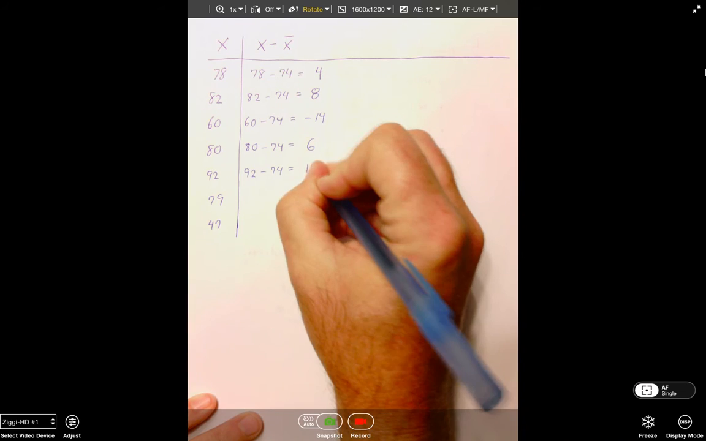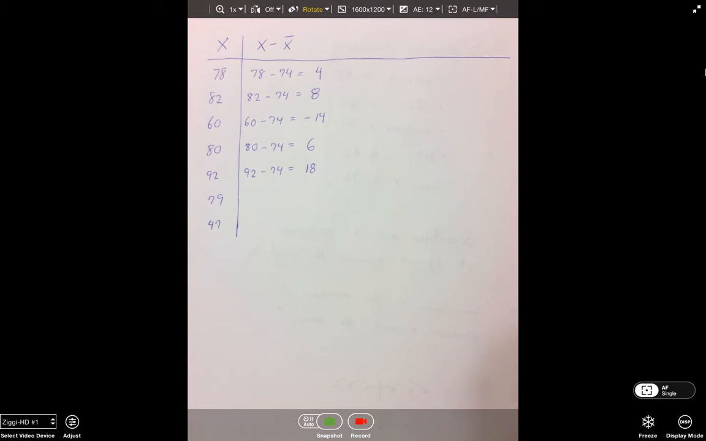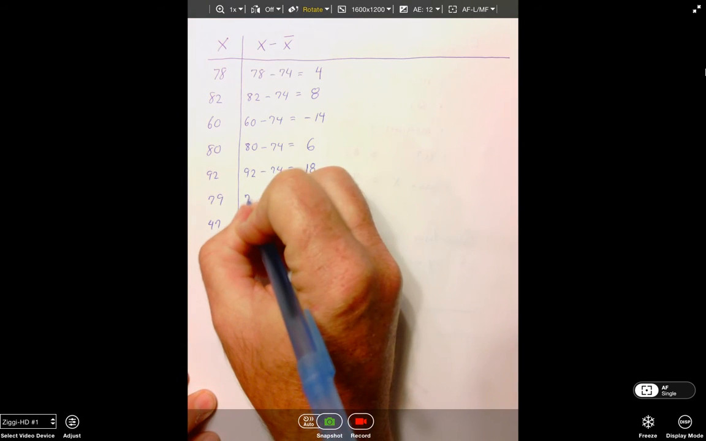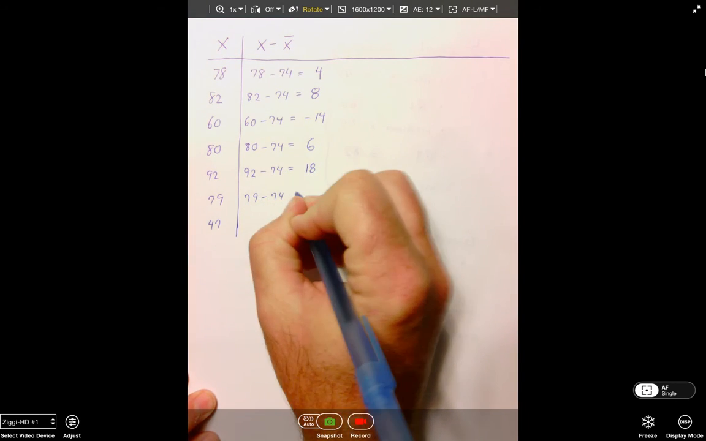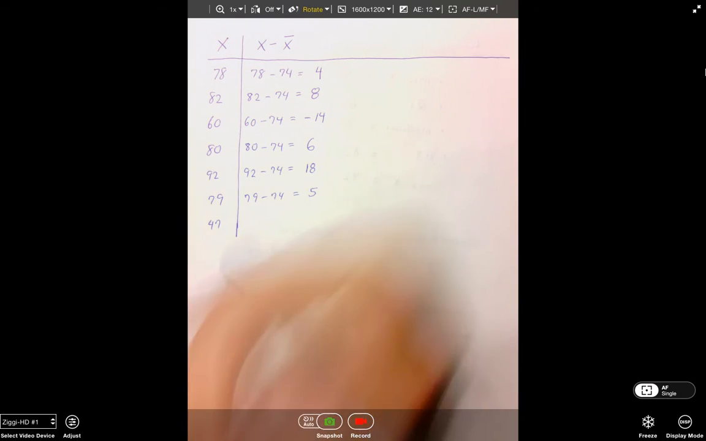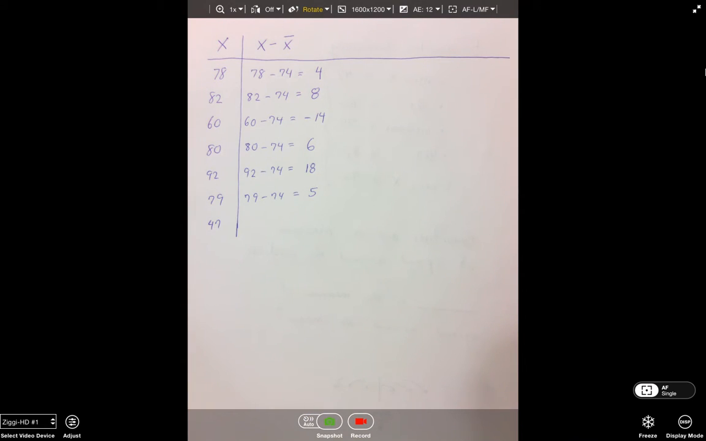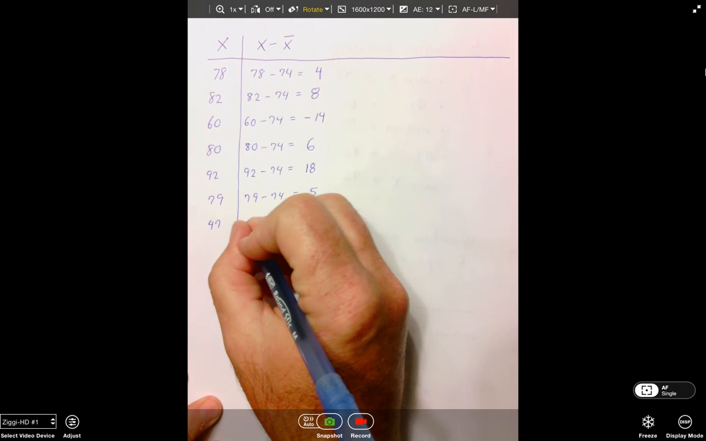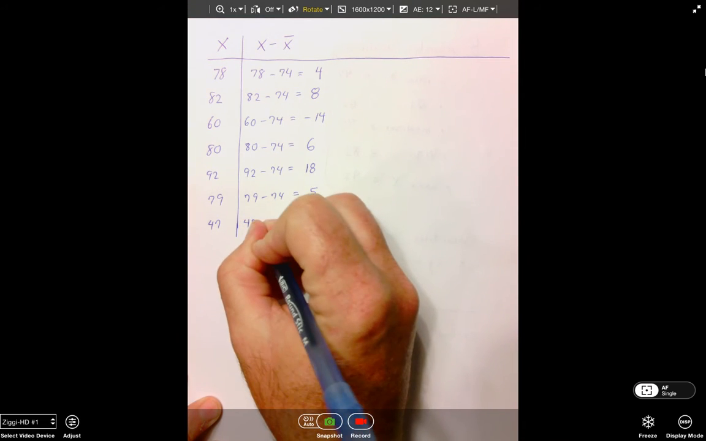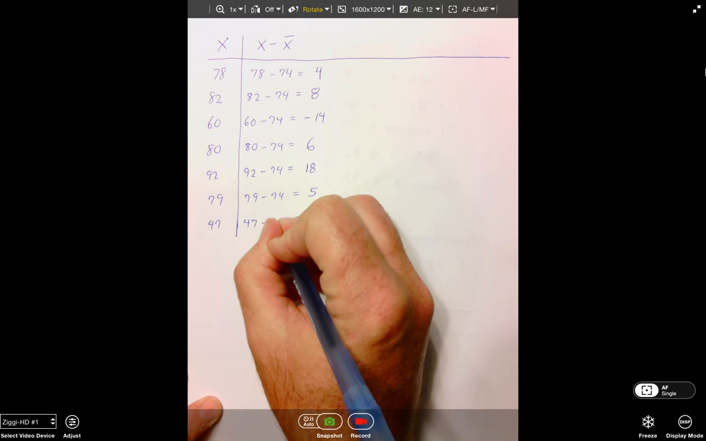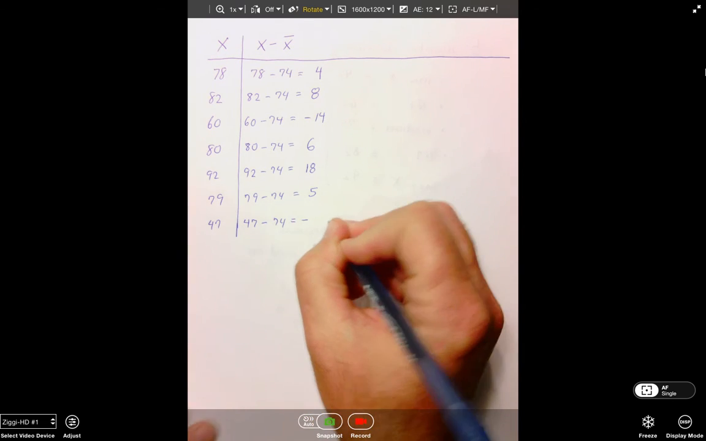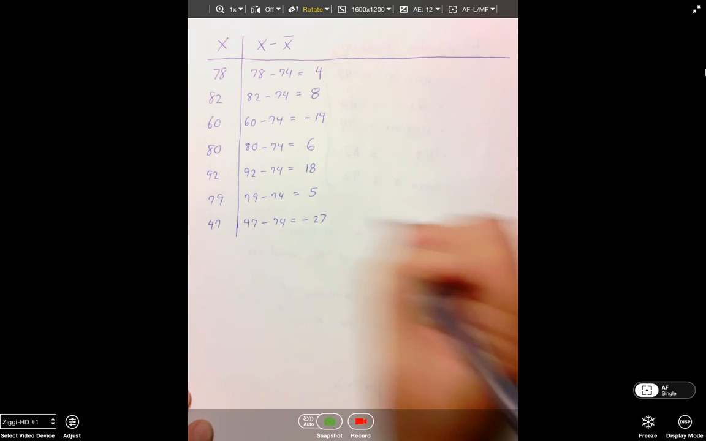What is that, 18? I think so. 79. So that's 5 units above the mean. And then 47 is 27. 74 is 27 units below the mean.